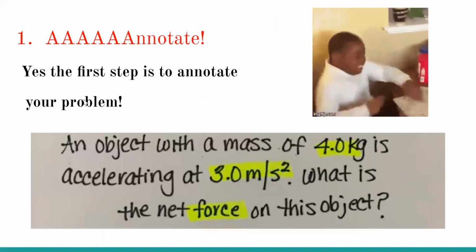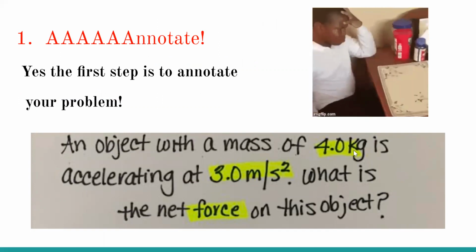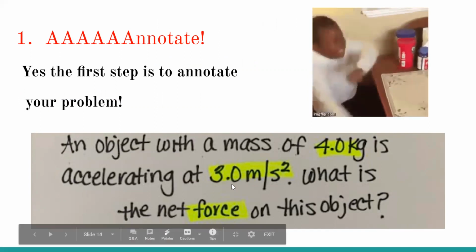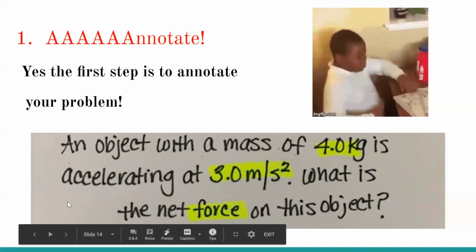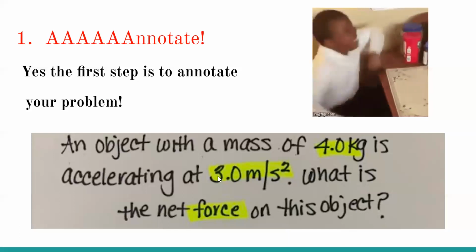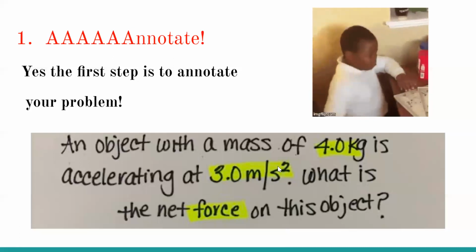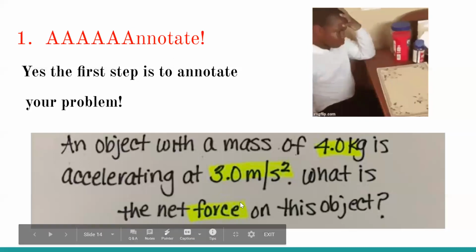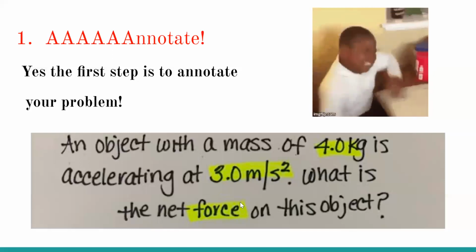Annotate. The first step is to annotate. So we annotated 4.0 kilograms, right? Because that's our mass. And it's accelerating at 3.0 meters per second squared. Accelerating is right before this. So we know that this is for acceleration. And we also know that because the units are squared. Beautiful. Then we need to find the what? The net force on this object. What is the force being applied on this object?